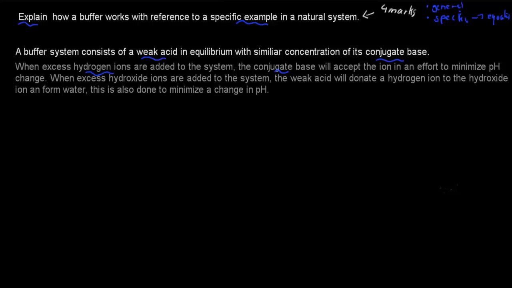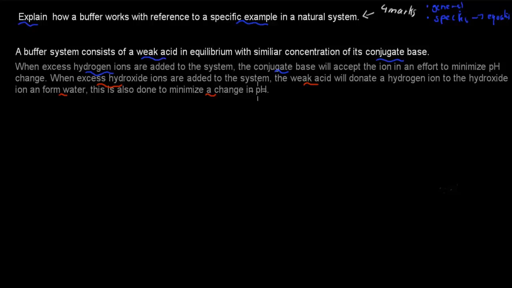On the flip side, when we have excess hydroxide ions, which will usually make the pH go too high, when excess hydroxide ions are added to the system, the weak acid will donate a hydrogen ion to the hydroxide ion to form water. This is also done to minimize a change in pH. So here we've quickly described the general nature of buffer systems and how they help minimize any change in pH, by either the conjugate base accepting a proton or the weak acid donating a proton, depending on what happens to the solution.